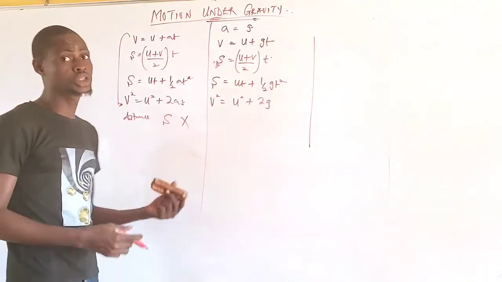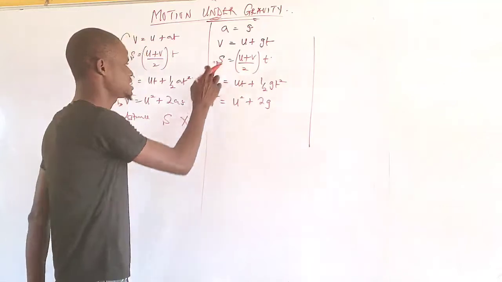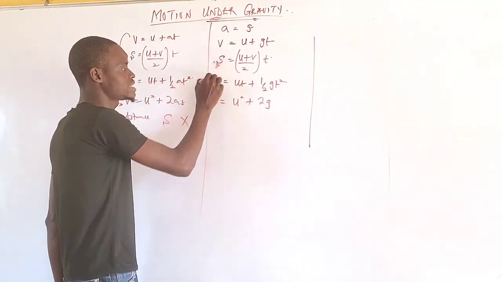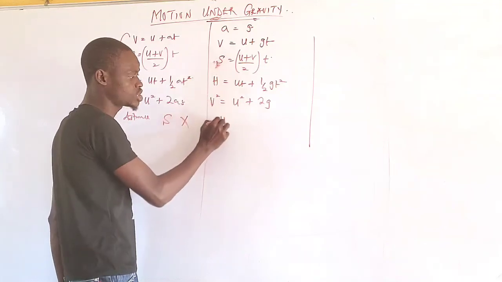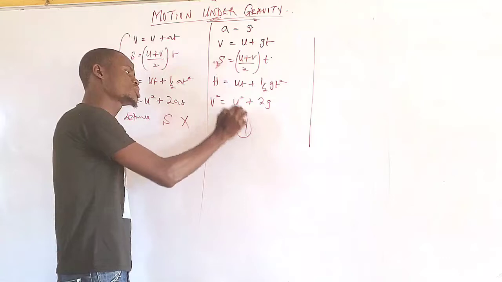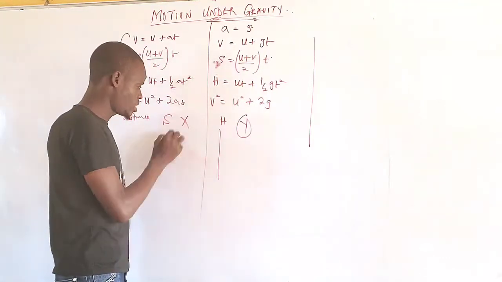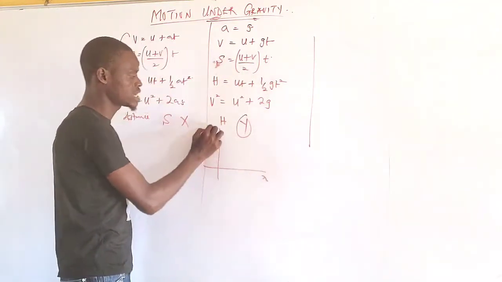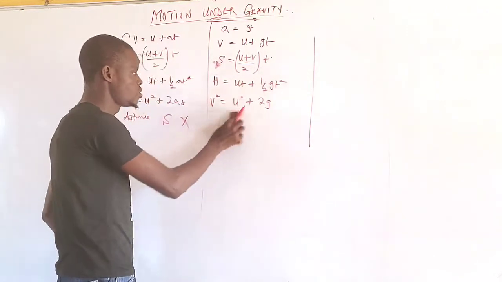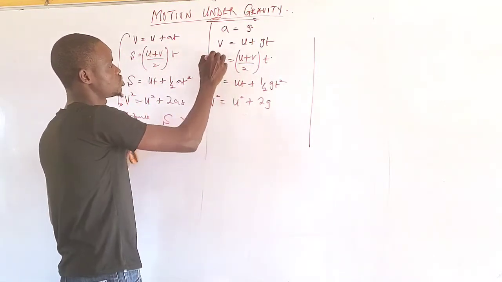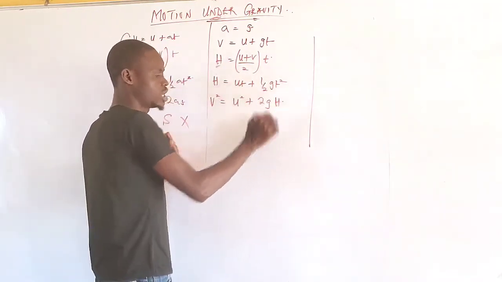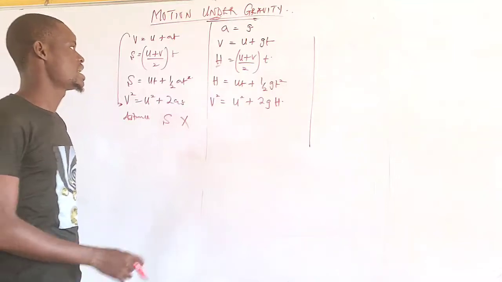But if you are referring to motion under gravity, our s, which is representing distance, will here be representing height. So I'll be having h, either we make use of h or make use of y. Y is just to denote the vertical axis, while x is to denote the horizontal axis. So anywhere we see x here, we tend to replace it with h, or we have y. Now, this is our equation.